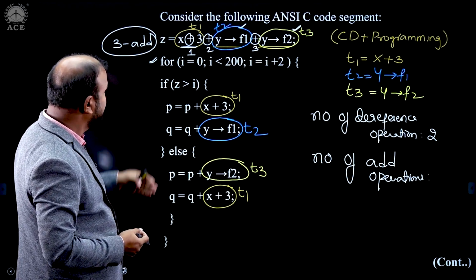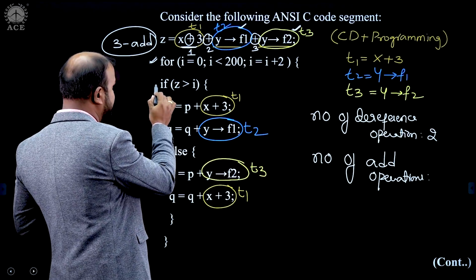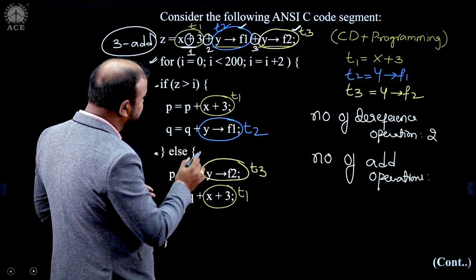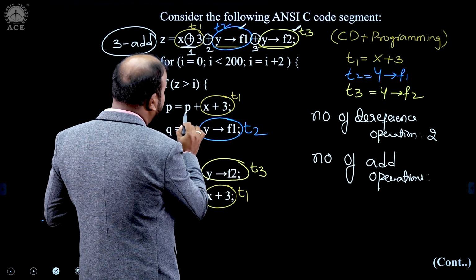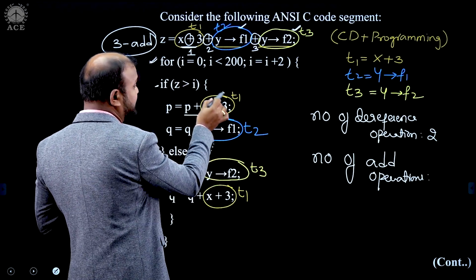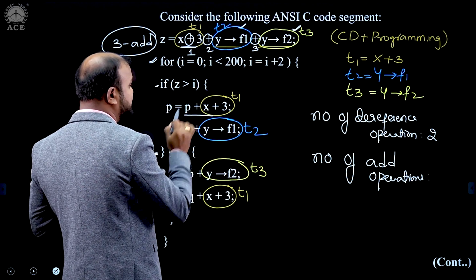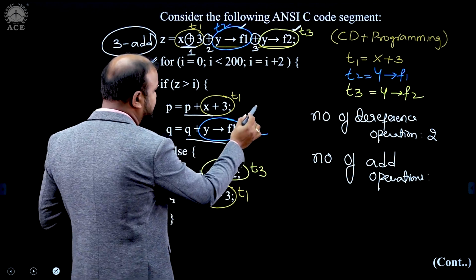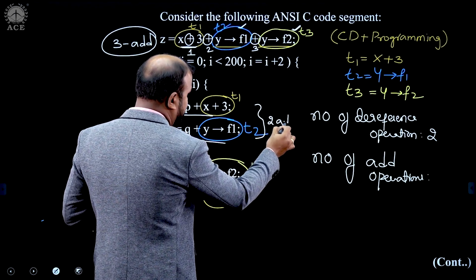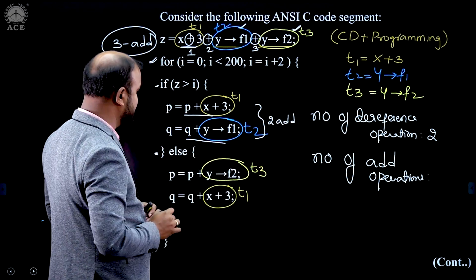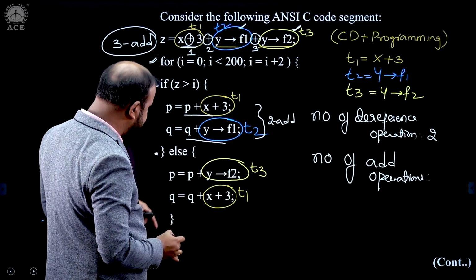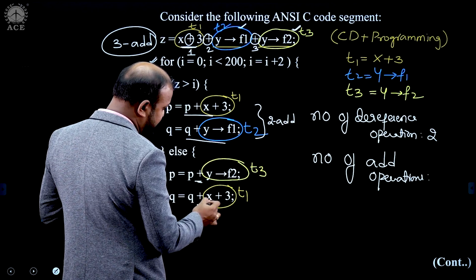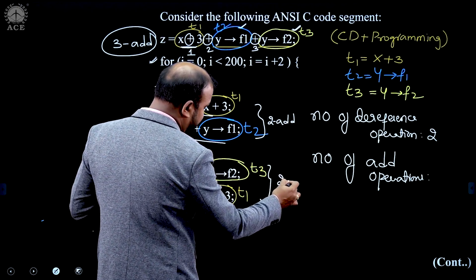Inside the for, we do have an if-else statement. In the true part of the if statement, here is p plus t1, because x plus 3 is a common sub-expression. That x plus 3 is replaced with t1. Now p plus t1 is one add operation, and Q plus T2 is one add operation. These are the two add operations in the true part. And in the false part of the if statement also you see P plus T3, Q plus T1. This is one add operation, this is one add operation. In the else part also we do have two add operations.